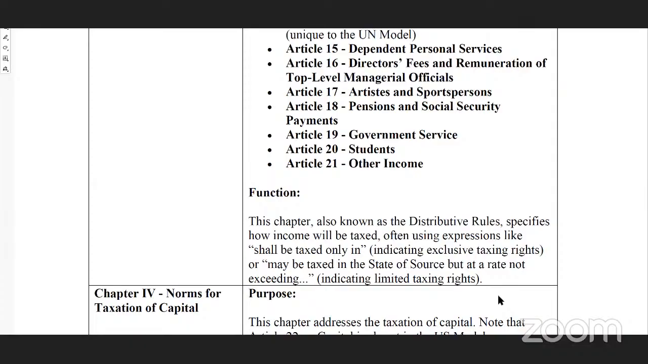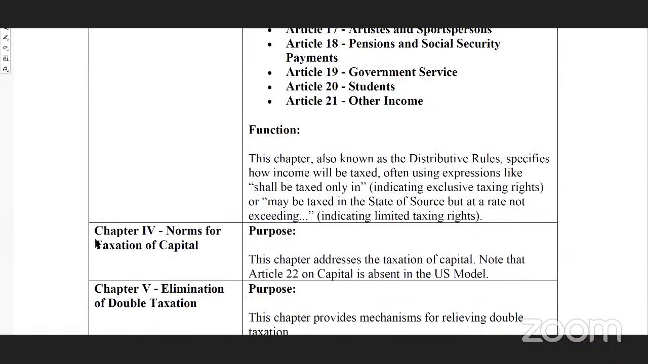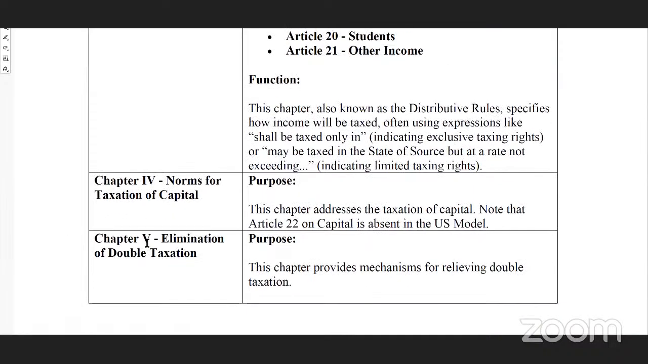If I say "may be taxed," it means that that country has limited right of taxing. It can tax or not tax, right? It's conditional. All right. Then the next chapter, which is Article 22, focuses on what? The taxation of capital. And the rule with capital is that wherever the income that is connected with the capital is taxed, that is how we tax that capital.